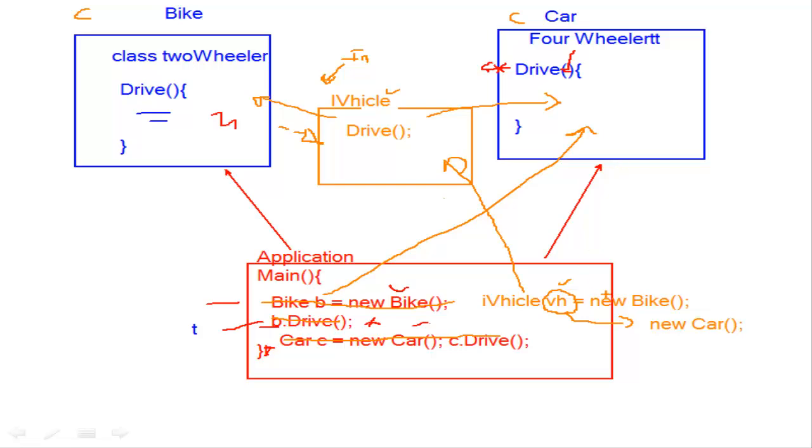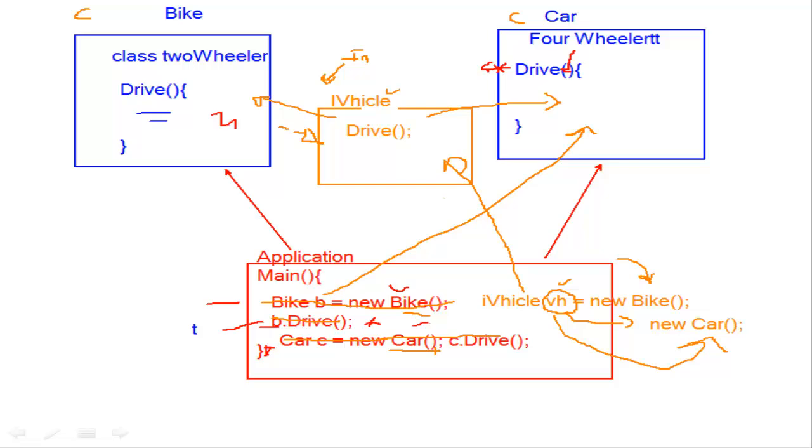So here a vehicle reference can point to a bike, a car, a truck, or a plane, provided all of them are implementing that particular interface. So what we have done now is we have taken the dependency out of our application. Our application was dependent on the bike and on the car, and we have taken that dependency out. So we are not completely tied to the car or to the bike. If a vehicle is given to me, I can drive it.